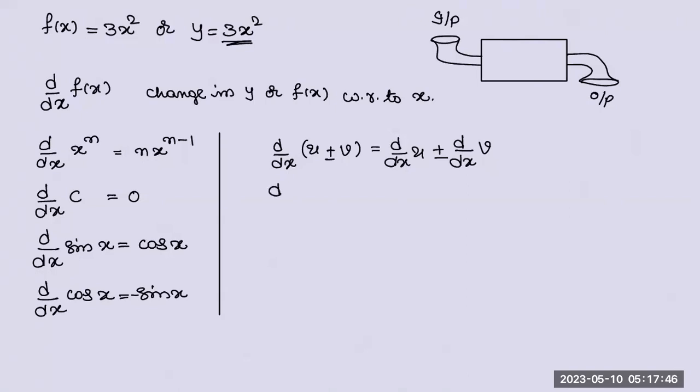Next thing: d by dx of u into v. Sir, u into v means what? Assume there is a function like x square multiplied with sin x. x square is one function, sin x is the other. What to do? Very, very simple. In this case, concentrate. First of all, keep u as constant and differentiate v. Plus, keep v constant.